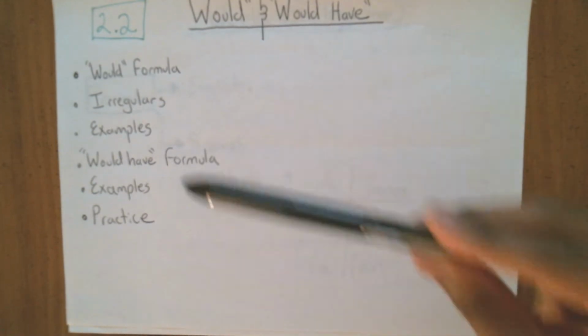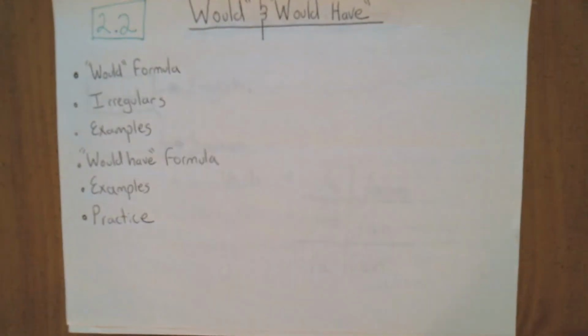I will also teach you how to say would have in the sense of I would have done my homework or she wouldn't have said that to me. I'm going to teach you the formula for how to say would and would have in Spanish, and the irregulars for the conjugations, and then we're going to practice with some examples.